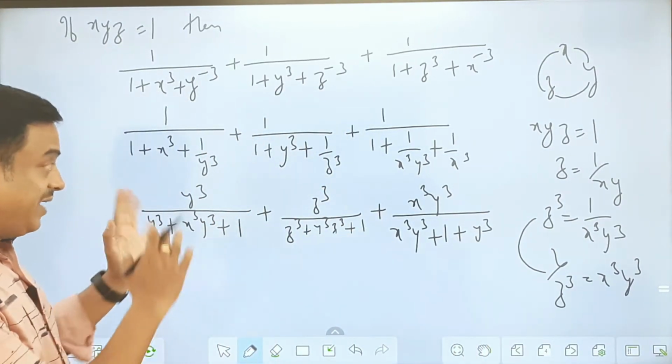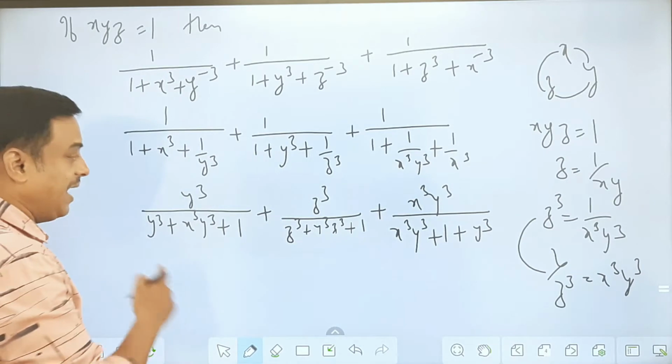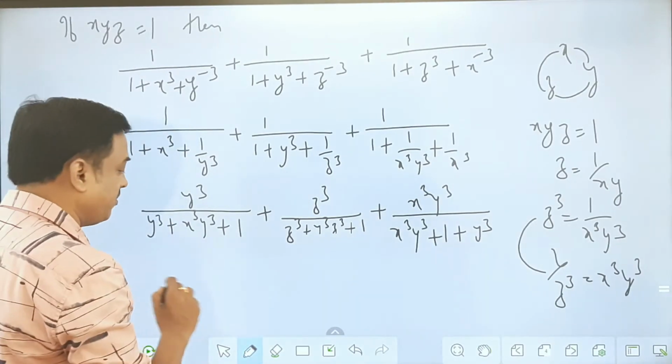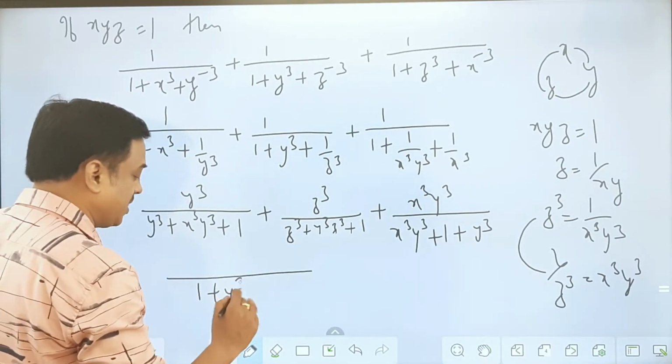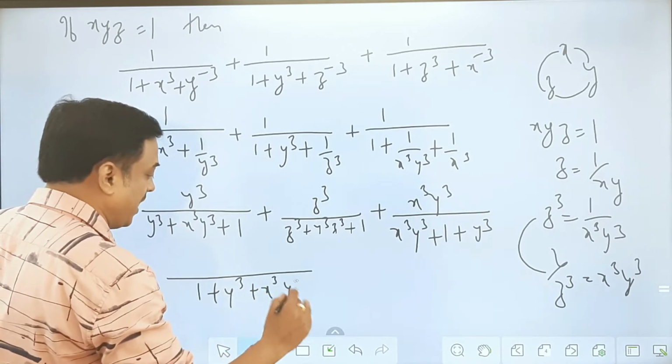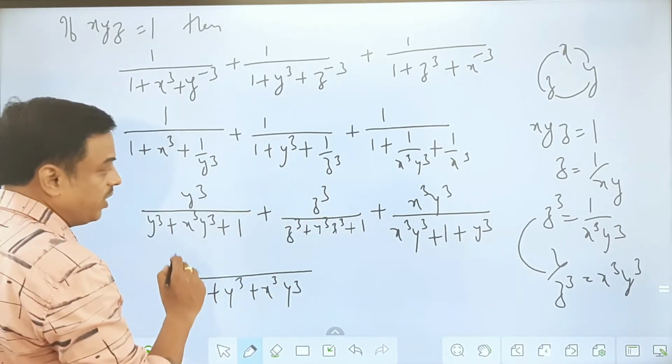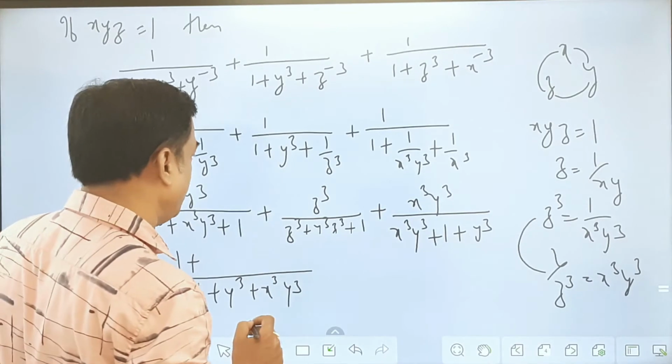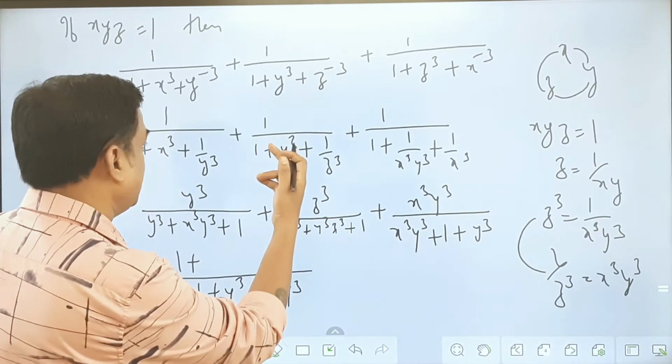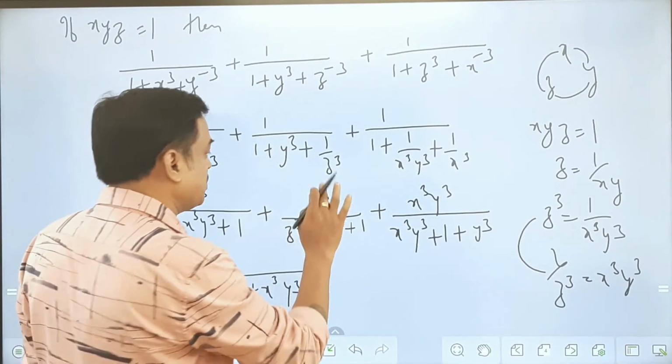Okay. So after taking an LCM, you will find this happening, and now you see all three denominators are same as 1 plus y cube plus x cube y cube, and the numerator I get will be 1 plus, where do I get 1? This is z cube, right? So this got replaced. So this is 1 actually.